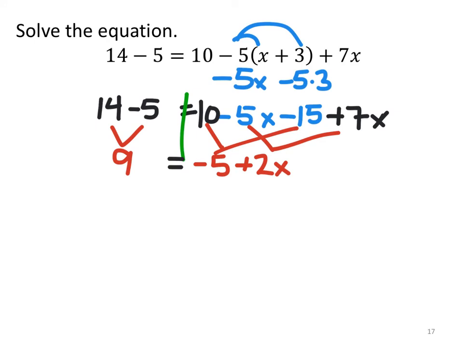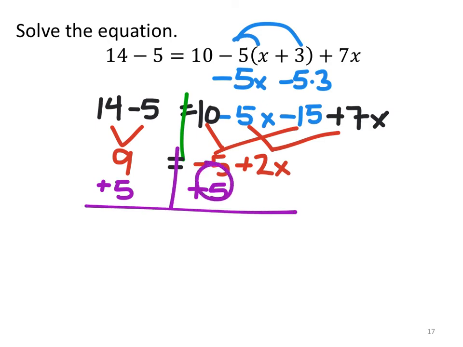Now it doesn't matter which side the x's are on. Right now our x is on the right, which may seem a little unusual because we've seen most of them on the left side of the equal sign. But they can still be isolated pretty quickly if I just get rid of that negative 5 right there. So I'm going to zero it out by adding 5 to both sides. Doing this, of course, zeroes out those 5's, which is what I wanted. And 9 plus 5 is 14. So I got 14 now equals positive 2x.